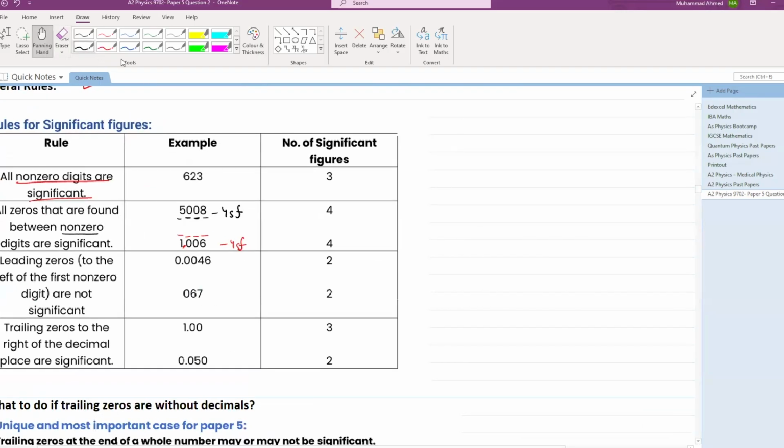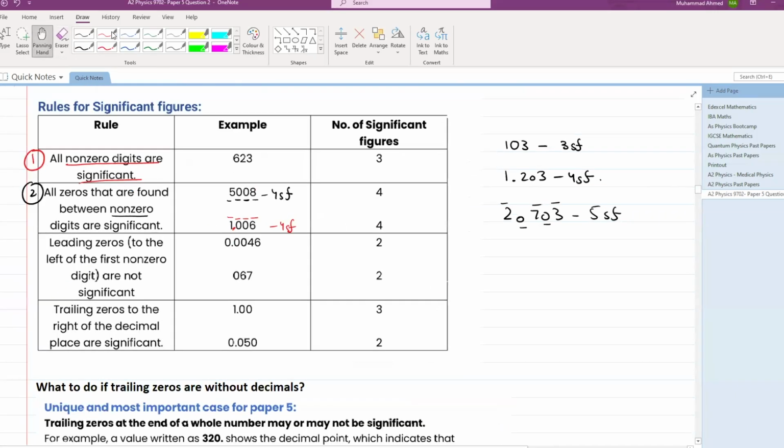Let me give you some more examples. Let's say you have 103 written here. This is 3 significant figures. Let's say you have 1.203. This is 4 significant figures. Let's say you have 20703. This is 5 significant figures. Why? Because both of these zeros are between non-zero digits, and the non-zero digits are already significant. So this is 5 significant figures. Perfect. Let's move on to rule number 3.